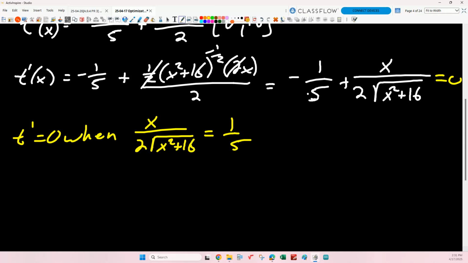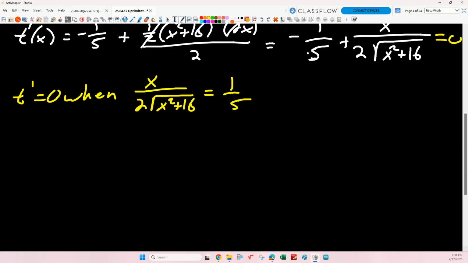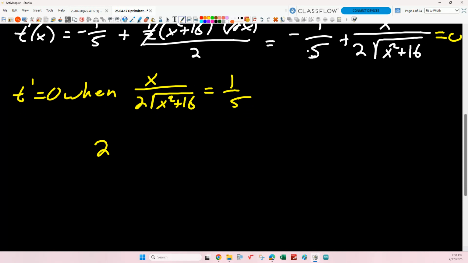Okay, so what would we do here maybe? Cross multiply. So that's giving me 2 times the square root of x squared plus 16 equals 5x. And then what do we do with a radical equation? You isolate the radical and then take both sides to a power, right? Remember this stuff?